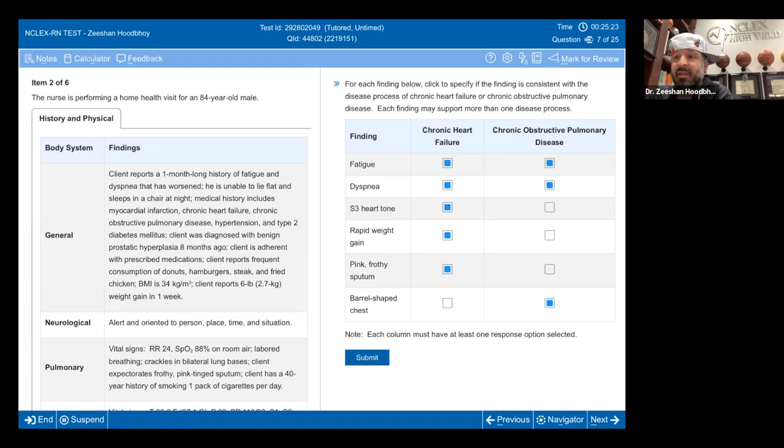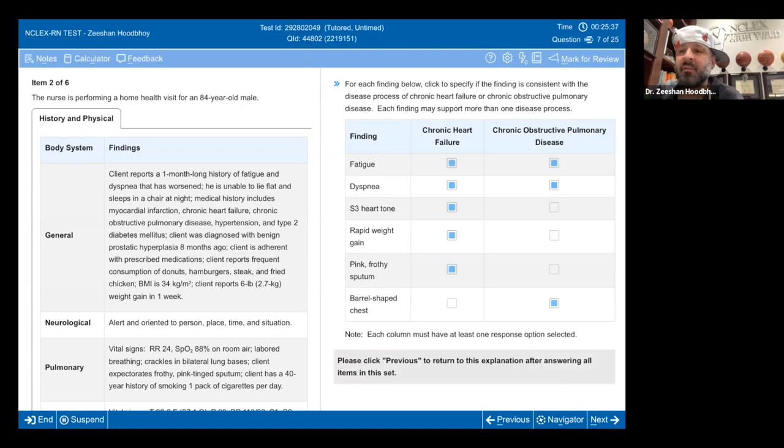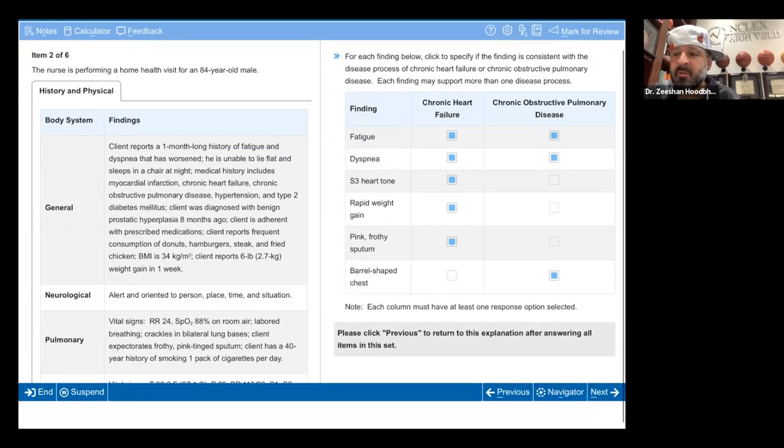It's a select all that apply. Find me the signs and symptoms of chronic heart failure. Okay, I know that. Oh, just because they put it next to COPD, I'm supposed to freak out now? No, because I know the signs and symptoms of COPD. Right? Now, we've gone through how many? Two of them, right? Let's go, keep going.